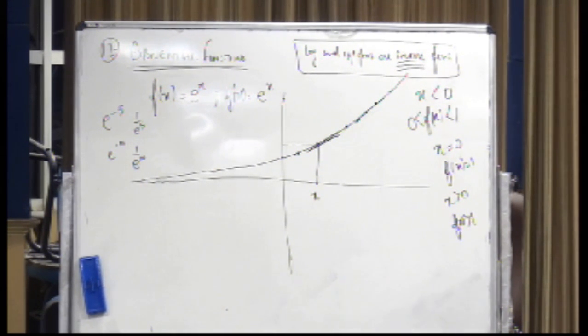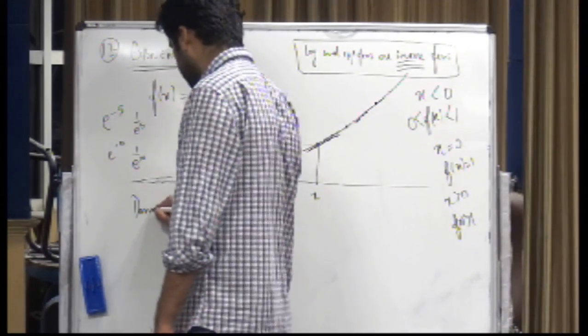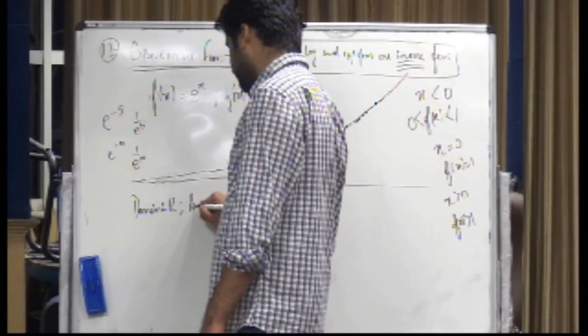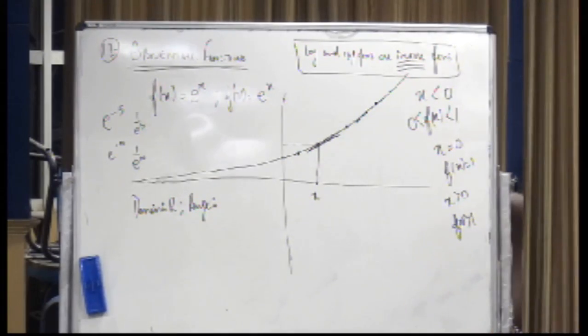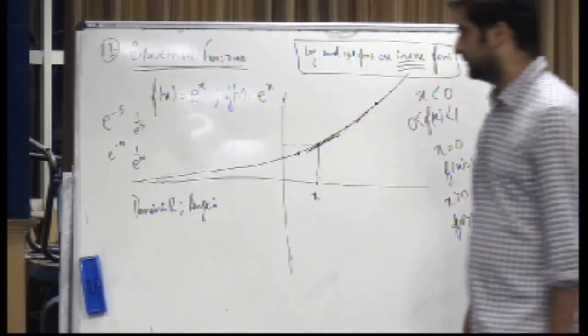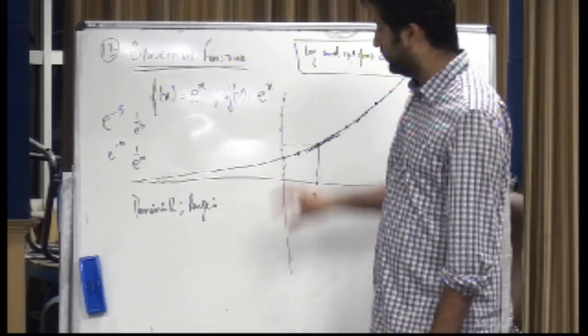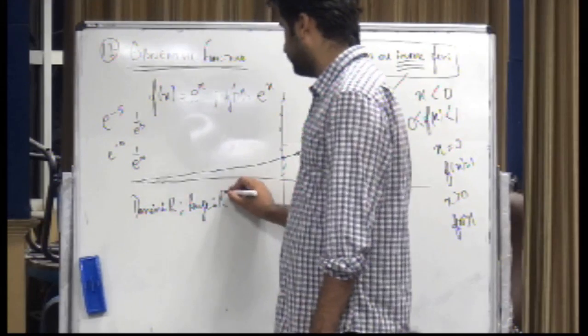Okay, so what is the domain of this function? All real numbers. What is the range? R positive. Since the range is defined by the y-axis, only this portion of the y-axis is occupied, so therefore the range will be R plus.